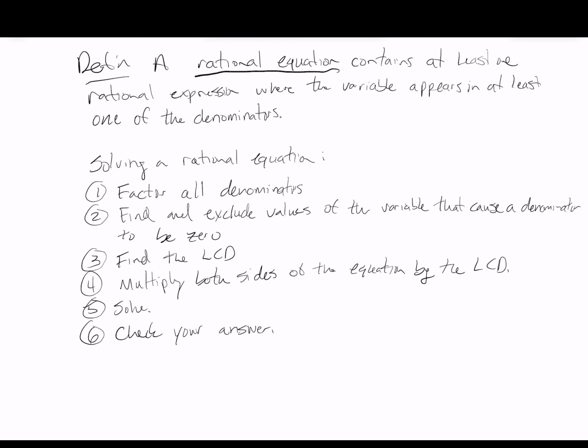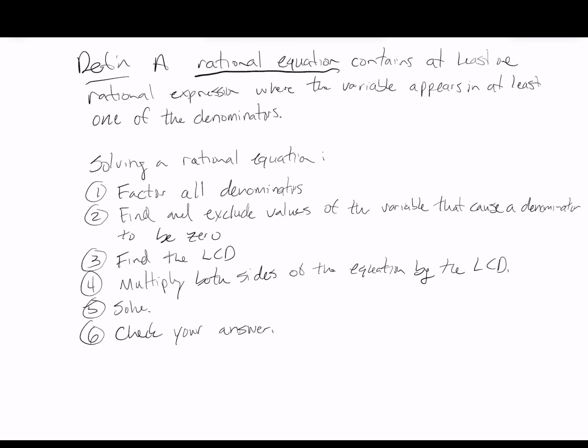The definition of a rational equation is that a rational equation contains at least one rational expression where the variable appears in at least one of the denominators of those rational expressions. So how do we solve a rational equation? Well, we've done a couple of simple examples before, but here's what you do in general for a rational equation.